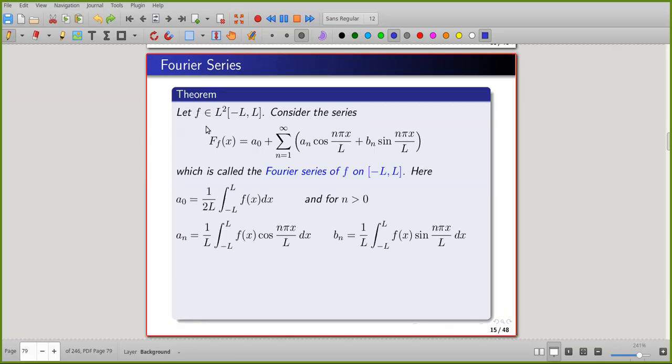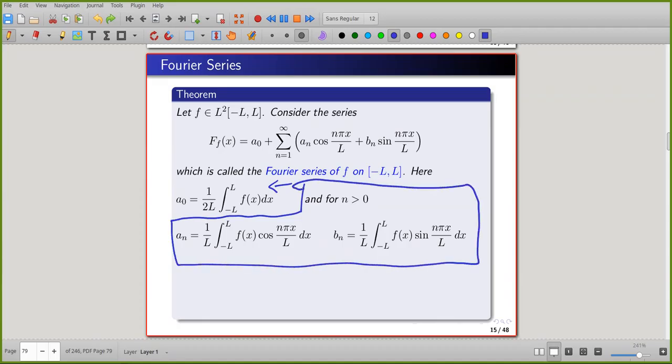So here a0 is 1 upon 2L, integral from minus L to L of f of x dx. And for n strictly greater than 0, we define an to be this and bn to be this. Oh, I'm sorry. I should put a 1 upon 2L, is it? Yeah.